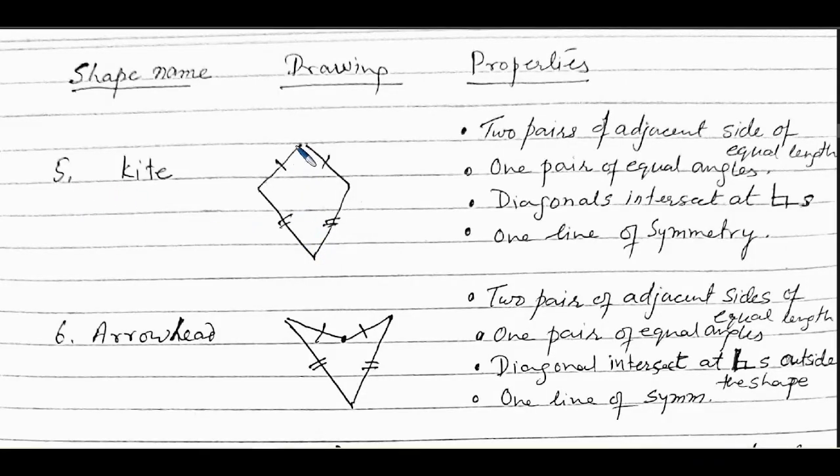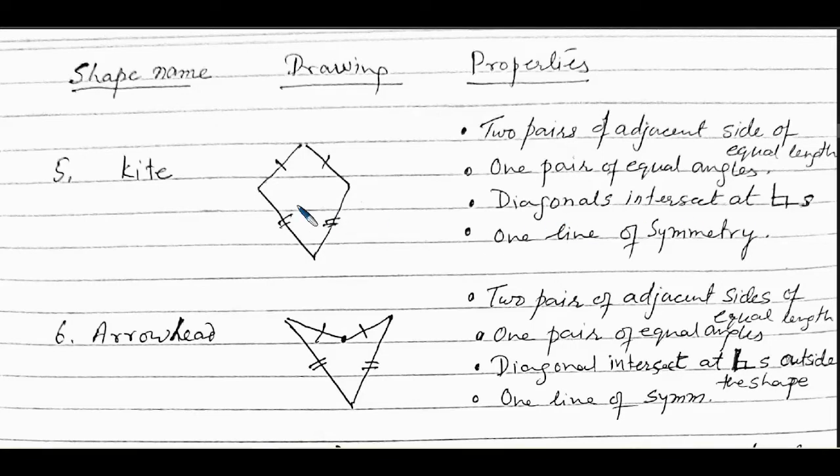All of you know kite. These sides are the same, and these sides are the same. So two pairs of adjacent sides of equal length. Okay, adjacent side means this side and this side are joined together. So these are called adjacent sides. This side and this side are joined together. So two pairs of adjacent sides of equal length, one pair of equal angles. Okay, this angle, only one pair. This angle and this angle are the same, but this angle may not be the same because this looks slightly larger than this. So one pair of equal angles.